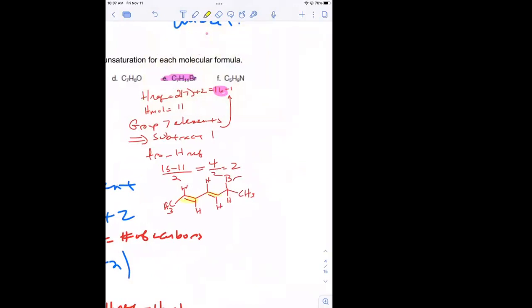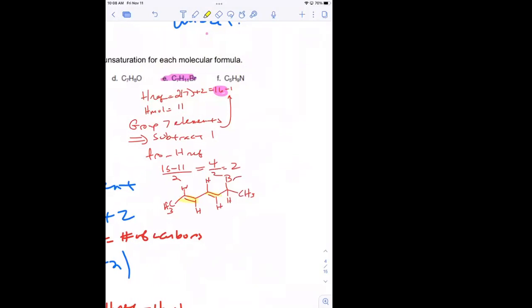I have 2 double bonds present. Right? You can also have a ring structure, the 7 carbons in the ring, or 6 carbons with a carbon hanging off the ring. I mean, you can, as long as you don't violate Lewis structures, drawing the proper Lewis structures, you can have multiple structures with that formula. If that makes sense. So anytime you have group 7 present, when you're calculating degrees of unsaturation, you subtract 1 from the H rep.